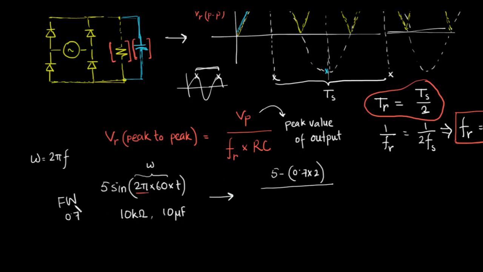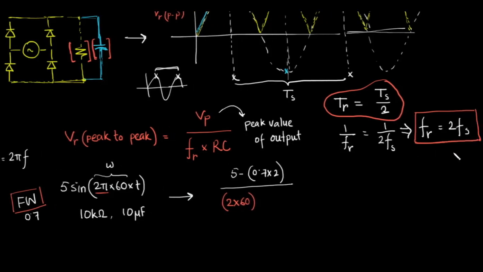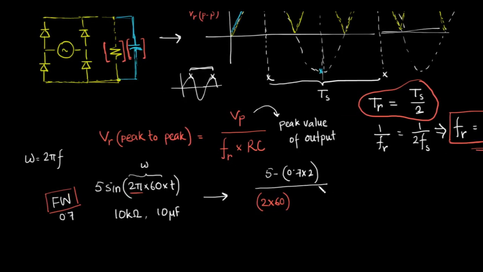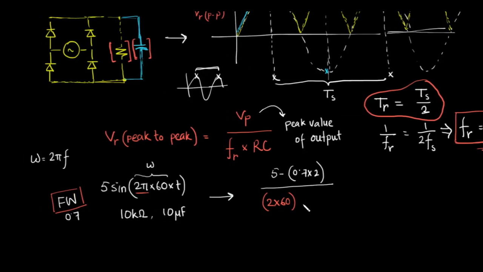Since this is a full wave rectifier, mind that this is a full wave rectifier, the frequency of the ripple will be what? It will be 2 times the frequency of the signal, as we saw in this case. As we saw here, the frequency of the ripple is 2 times the frequency of the signal, and then we will just put the value of the resistance and capacitance.